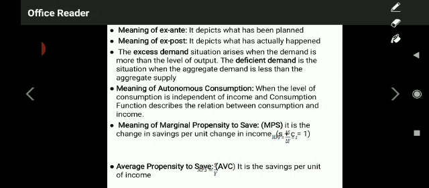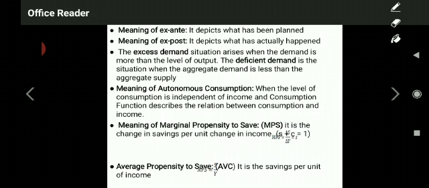Look at the next one, that is average propensity to save, APS. Sorry, it was wrongly written as ABC, it is actually APS. Average propensity to save is the savings per unit of income. APS is equal to S upon Y. Savings per unit of income means as our income per unit goes on increasing, how our savings increase in the banks and institutions.